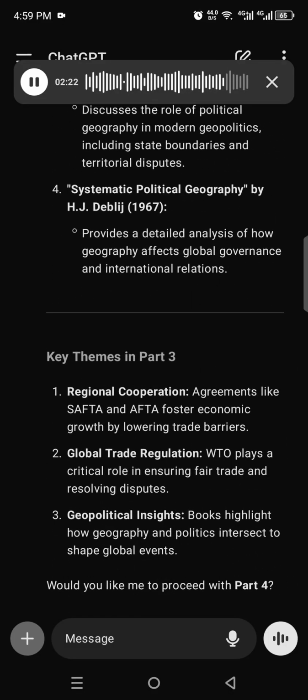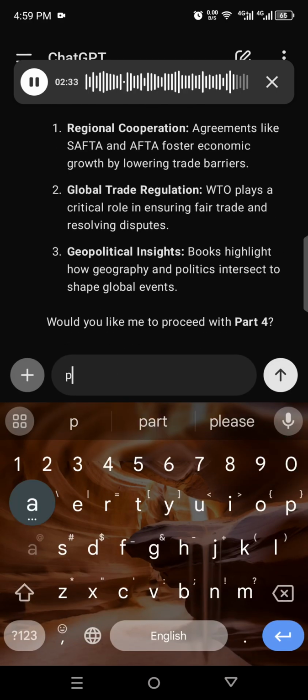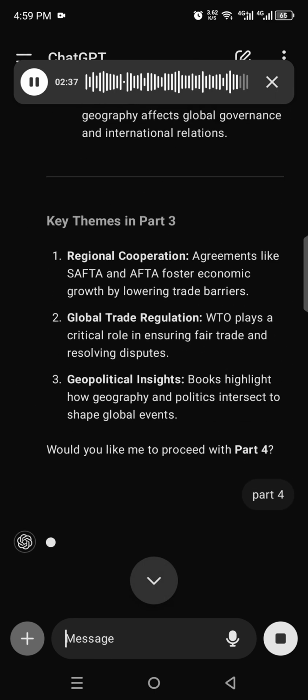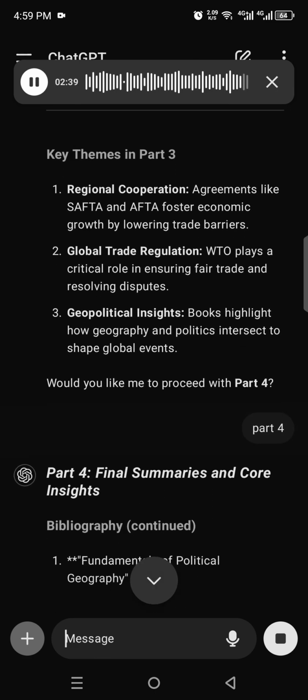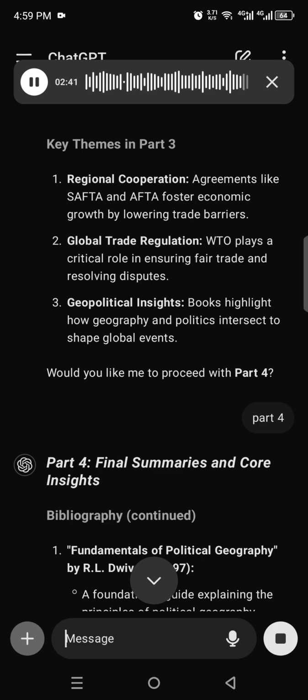Key themes in Part 3. 1. Regional cooperation. Agreements like SAFTA and AFTA foster economic growth by lowering trade barriers. 2. Global trade regulation. WTO plays a critical role in ensuring fair trade and resolving disputes. 3. Geopolitical insights. Books highlight how geography and politics intersect to shape global events.